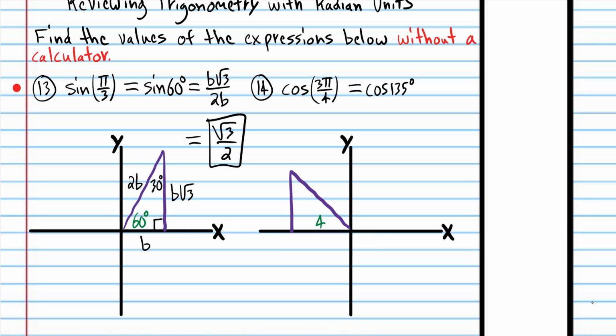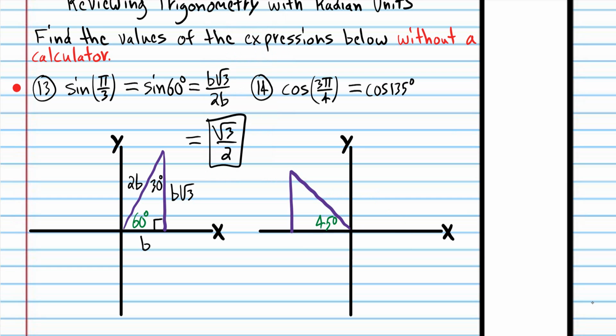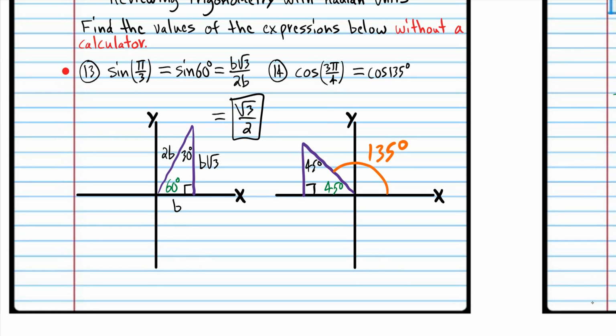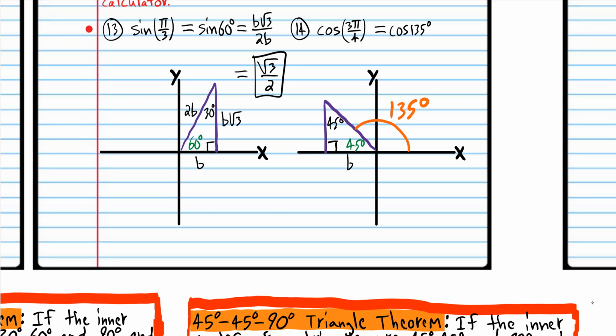So the reference angle is going to be 45 degrees. This angle here is 135 degrees. And so by the triangle sum theorem, this angle must be 45. This angle is obviously a right angle. And the 45, 45, 90 degree triangle theorem, which we looked at over here, tells us that if this side is b, then this side must be b also, and this side must be b root 2.